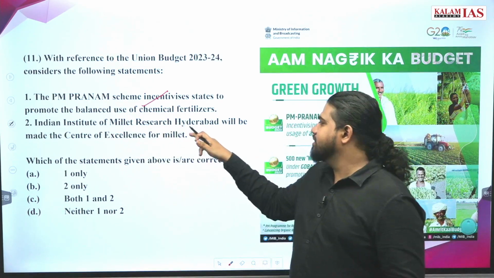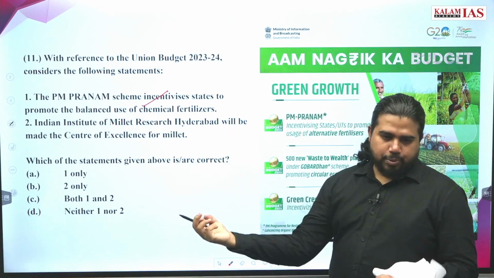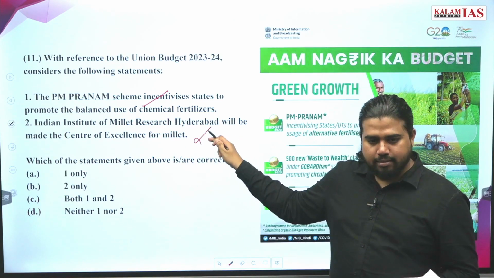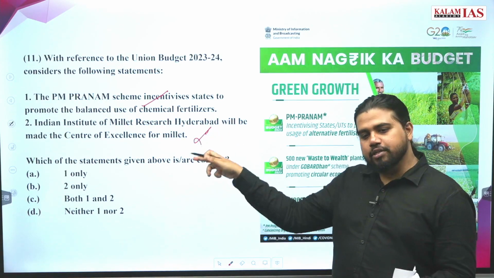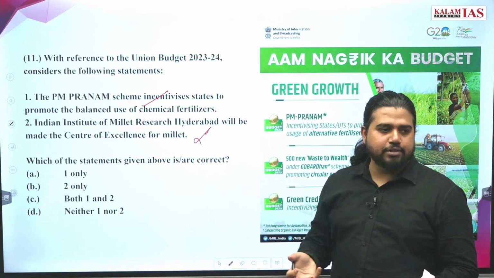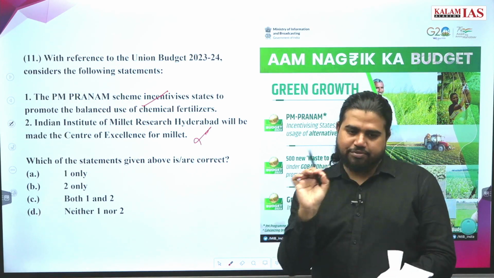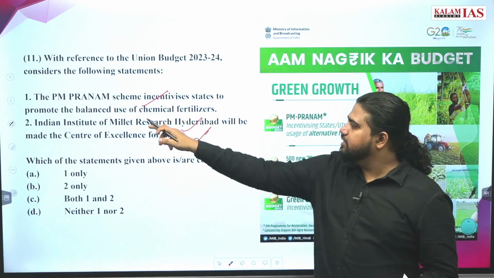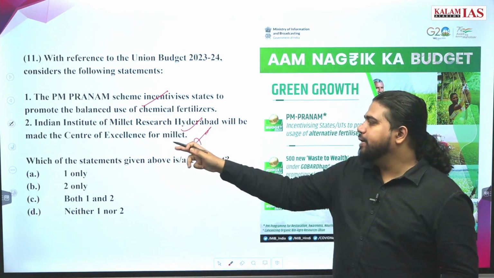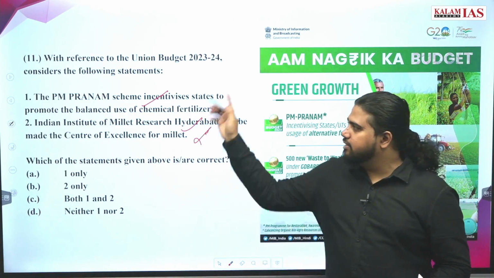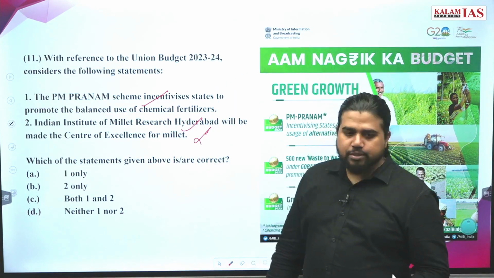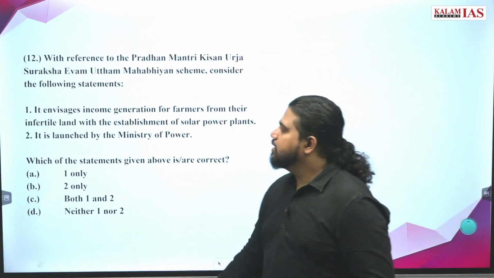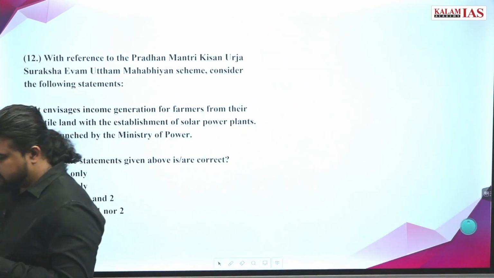Indian Institute of Millet Research, Hyderabad. This is a very specific option. You answer this correctly only if you know, but this is a correct statement. You also shouldn't go to the exam hall with a preconceived notion that anything with a specific institute name or ministry name is wrong. This is the right statement. Indian Institute of Millet Research will be made a center of excellence for millets under this scheme. Both the statements are correct. Answer here is C. Answer the 12th question first.